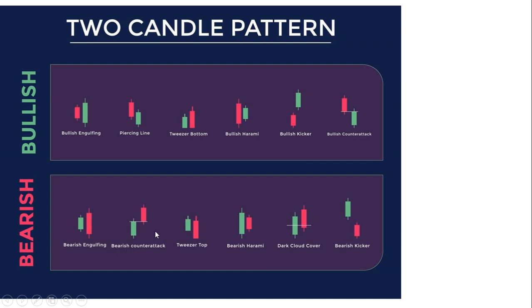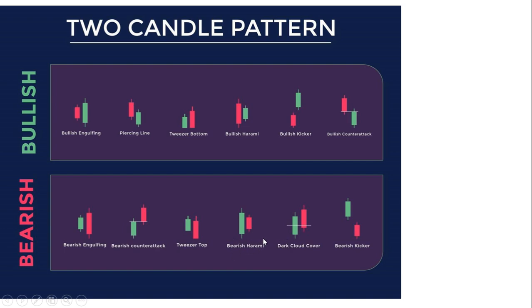As I said, the names are not necessary, just know them by eye. Here the body opens and closes below the body, so this will show a bearish move. You can see the tweezer top. The second candlestick closed below the first one, so this is a clear sign of trend reversal. So you can see the bearish engulfing is a perfect indication of trend reversal. Likewise, the tweezer top, you can see the second closed below it. This is a bearish harami.